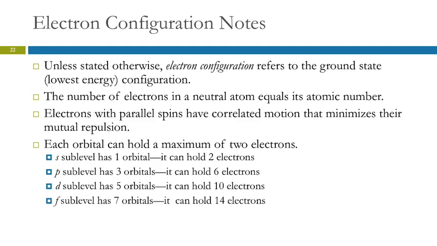The parallel spin of the electrons in the different half-filled orbitals minimizes their mutual repulsion, and then each orbital can hold a maximum of 2 electrons. So in the quantum hotel, the S room, because it has 1 bed, can hold 2 people. The P room has 3 beds, it can hold 6 people. I'll skip D. The F room has 7 beds, it can hold 14 people.